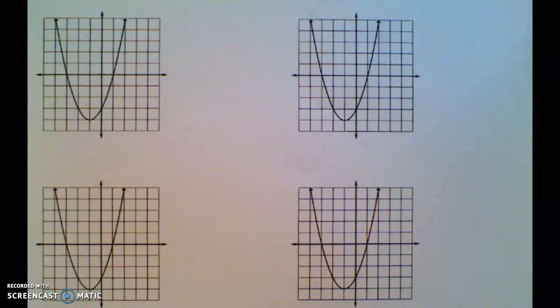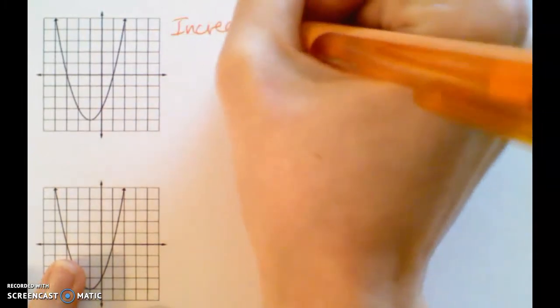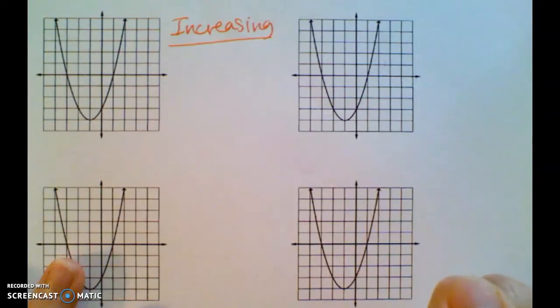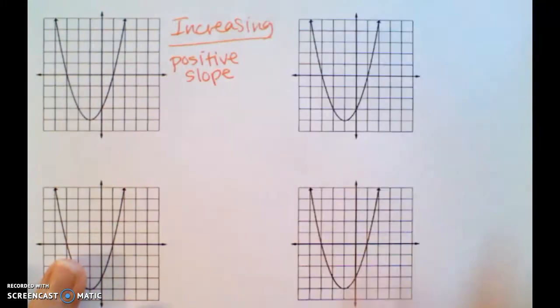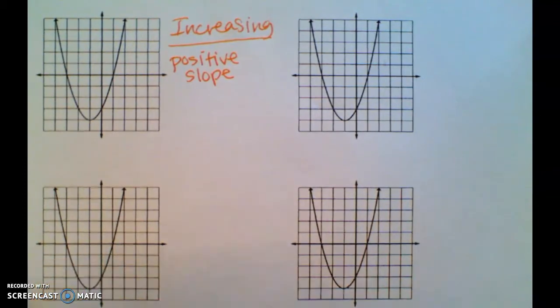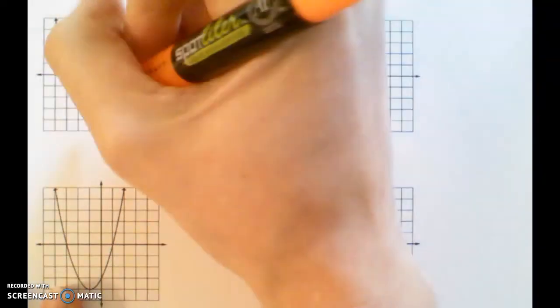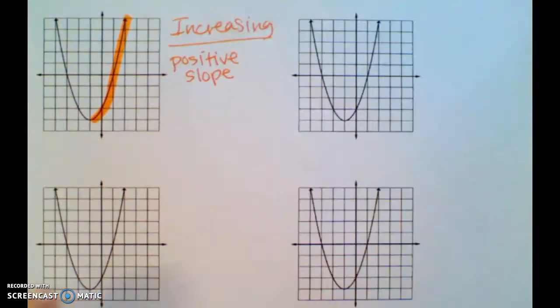All right, this is 13.1, day 2. Today we're going to start talking about some terminology that we should already know. So if we are asked to find where a graph is increasing, that means we want to know where there is a positive slope. Over what interval is there a positive slope? Well, a positive slope means the graph is going upward like this.